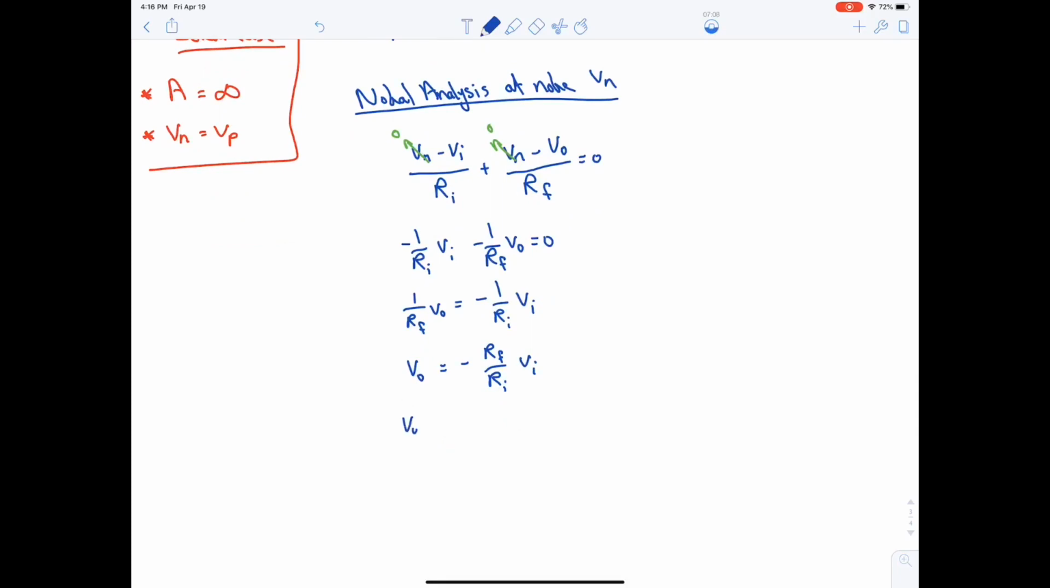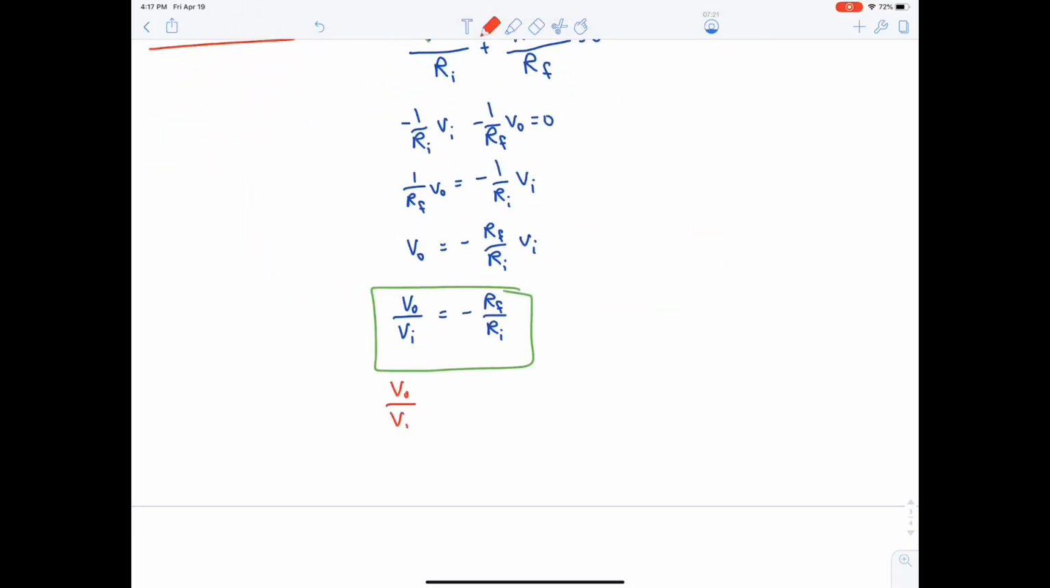So what is the gain? V output over V input is minus Rf over R input. Okay, now note that this is equivalent to V output over V input equal to minus K. The K is the gain, and the gain is negative. Because it's inverting, we got a negative sign. If it wasn't inverting, then we won't have this negative sign.